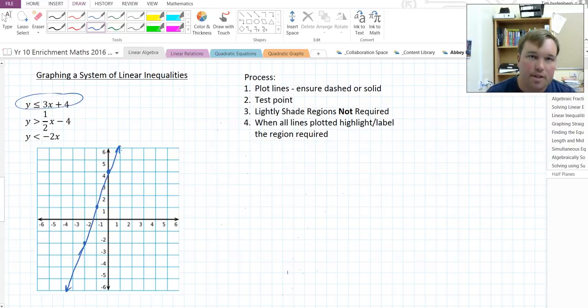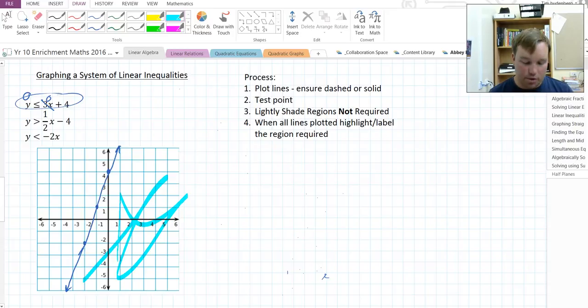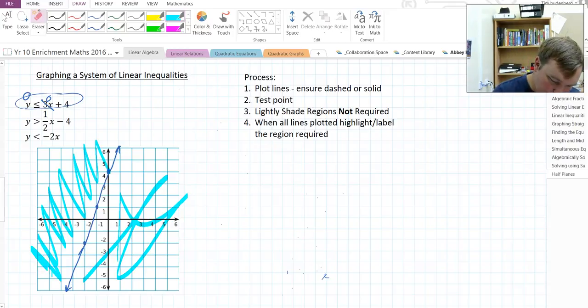Then, test point to figure out which side we'd like. Now, test point 0, 0 is the easiest. If that's 0, that goes also 0. 0 is indeed less than or equal to 4. Therefore, the region we want, because it satisfies the condition, is this bit. But remember, we're not going to highlight the bit we want. Here we're just going to highlight the bit we don't want and move on to the next equation.